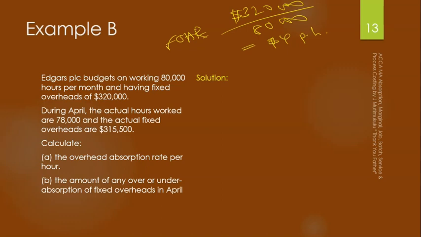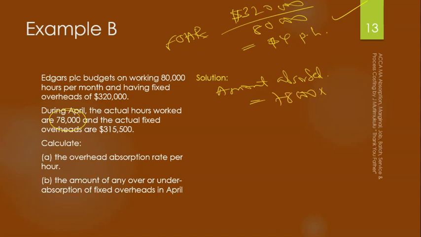During April, the actual hours worked are 78,000 and the actual fixed overheads are 315,500. Calculate the overhead absorption rate per hour. We've just done that. Let us go to part B. You have to determine the amount absorbed. And here we are told that the actual hours which were worked were 78,000.